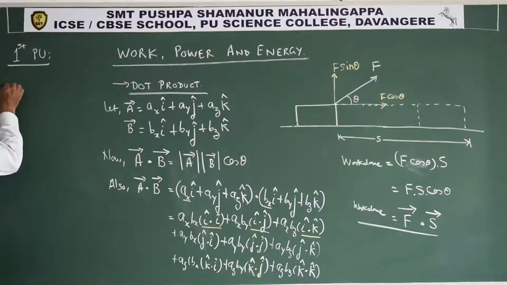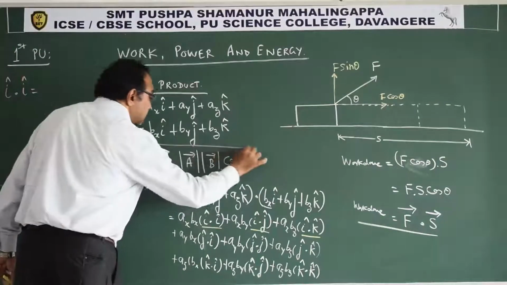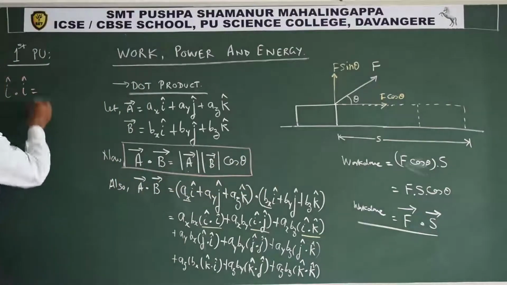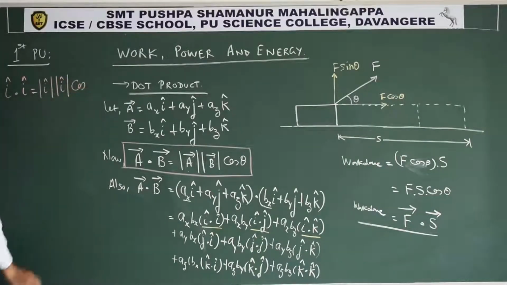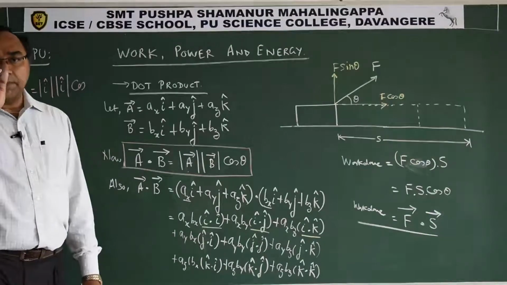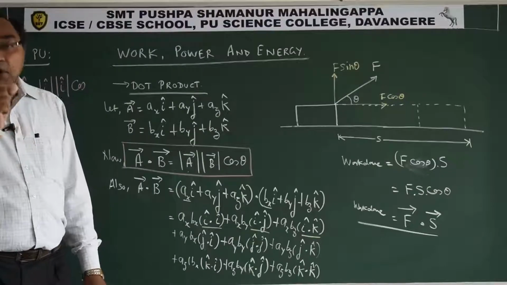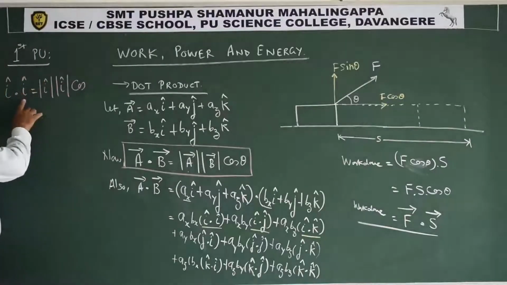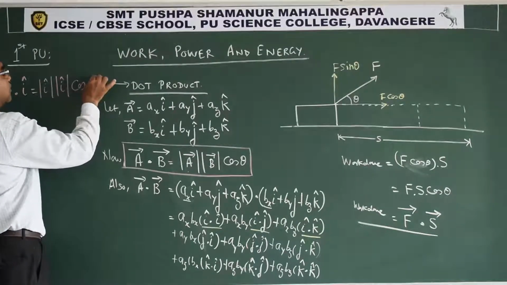i dot i, observe this. Use this formula. i dot i is magnitude of i into magnitude of i into cos of the angle between them. How much will be the angle between i cap and i cap? What does i cap represent? It represents the unit vector along the positive x-axis. Another i cap is also a unit vector along the positive x-axis. So the angle between them will be 0 degrees. They are parallel, so cos 0 degree.